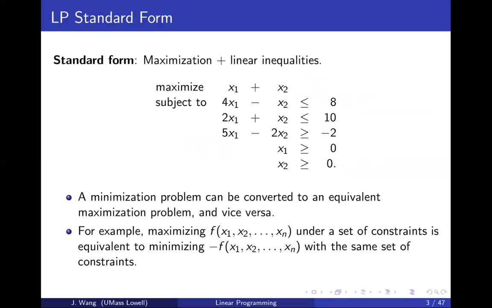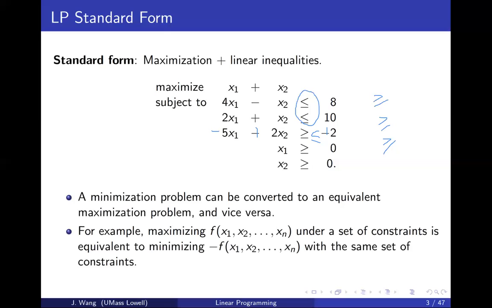Of course, it will be desirable to fix the inequalities to be all less than or equal to or all greater than or equal to, right? Just for convenience. So in this case, if you multiply by -1 at both sides, then we get -5x1 plus 2x2 is less than or equal to 2. So that way we have all less than or equal to for the constraints.